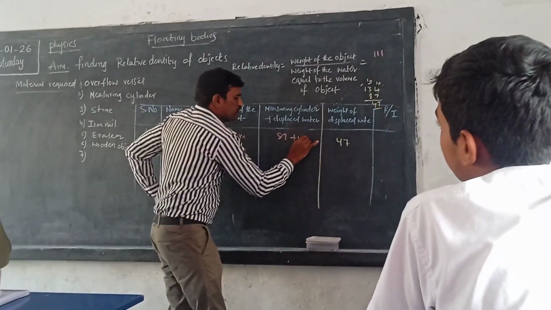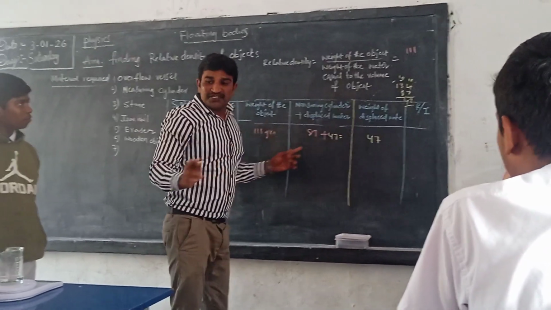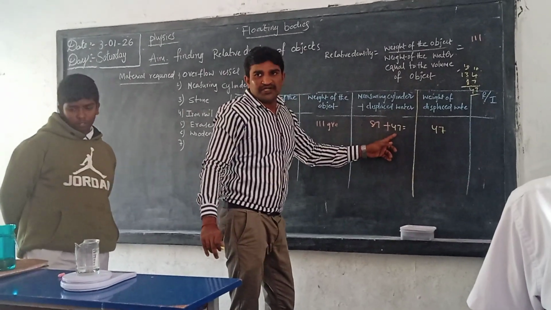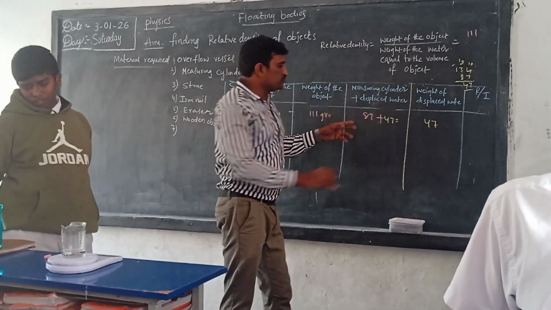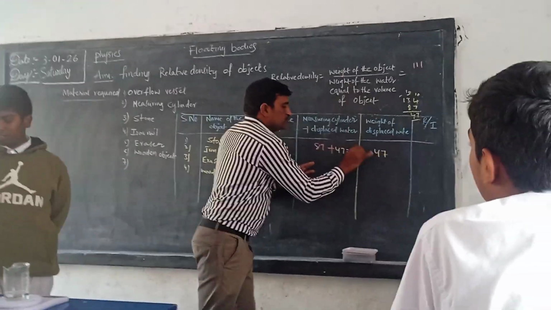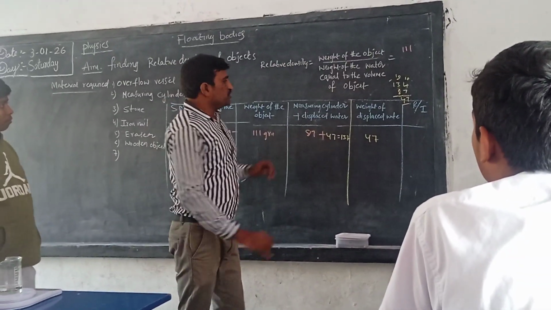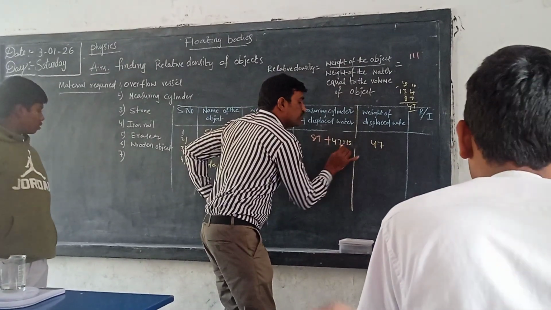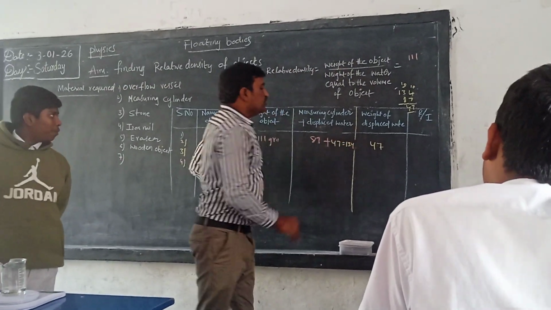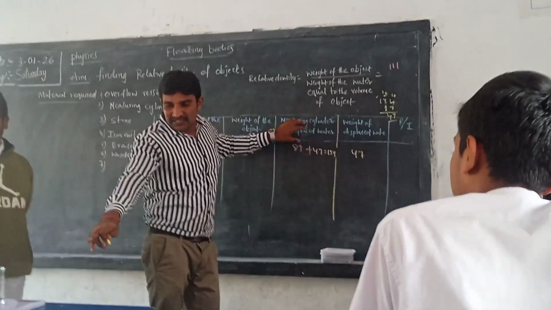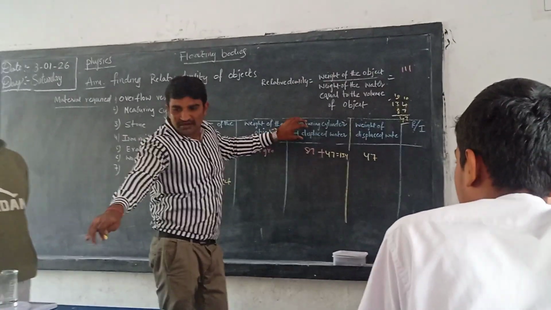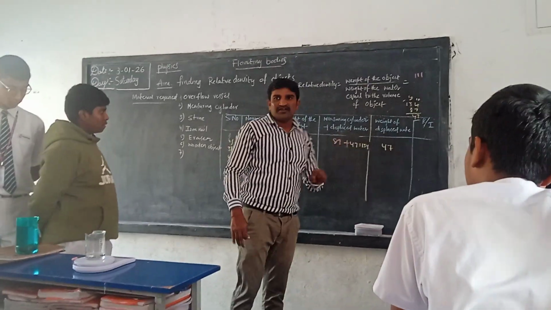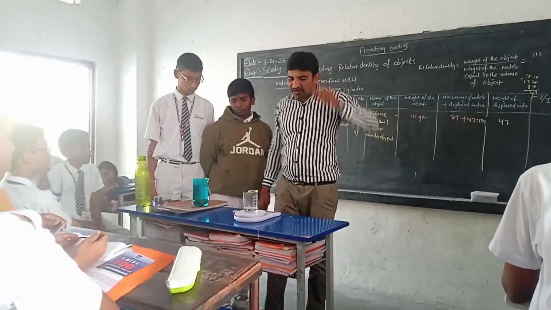So this is 47 plus 87. First we measured the weight of the measuring cylinder, so measuring cylinder weight plus displaced water, that is 47 grams. Total 134. So 87 plus 47 is 134. This is the measuring cylinder plus displaced water, that we see on the electronic weighing machine. So this is the weight of the displaced water.